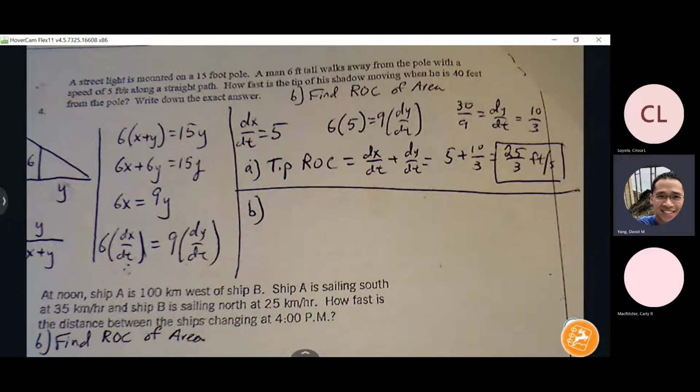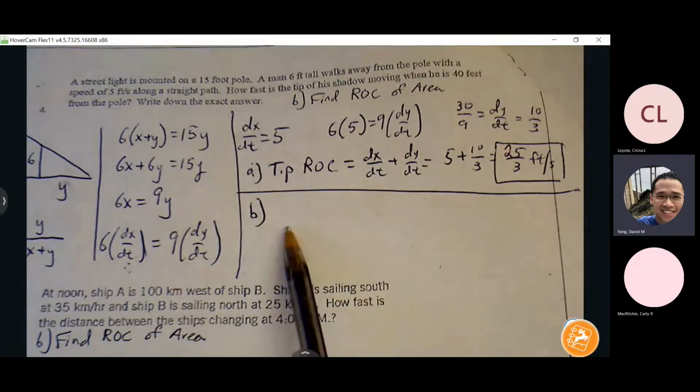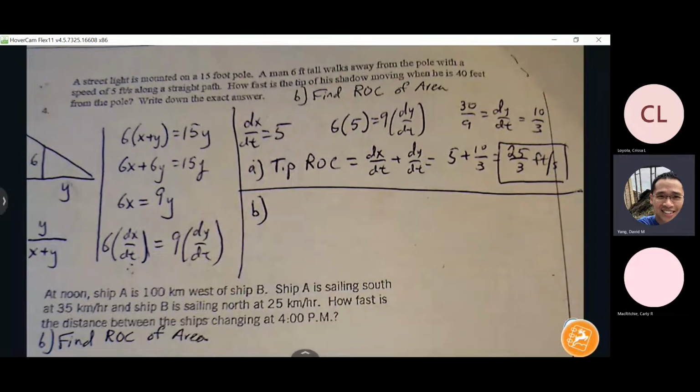Okay, part B is area. I have to come back to that, we'll finish this up later, because I have a meeting right now. But let's go into Doodle. We haven't done that for this problem yet.